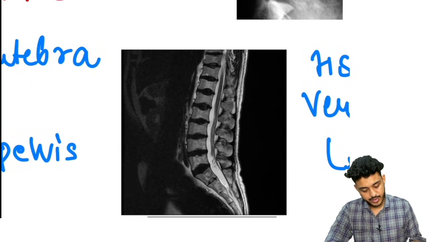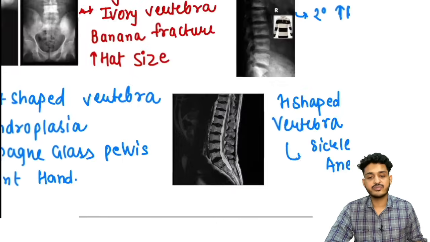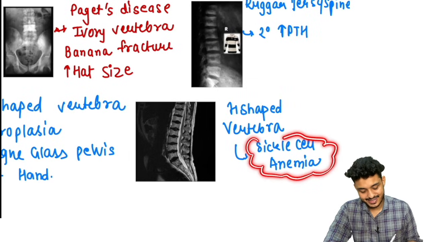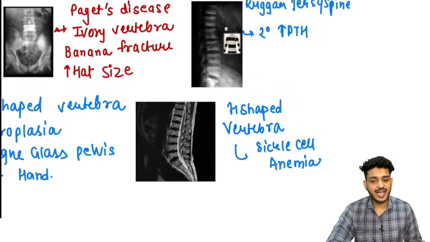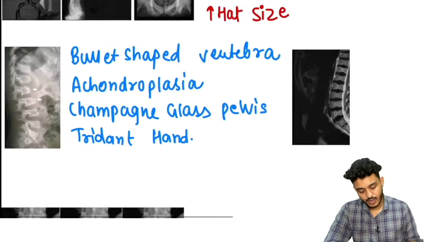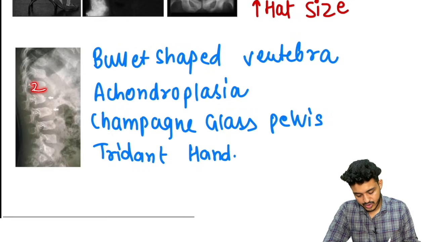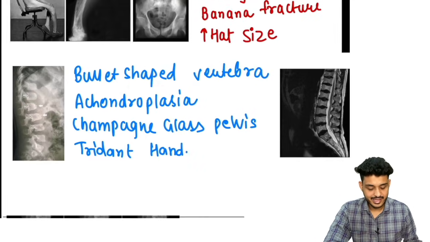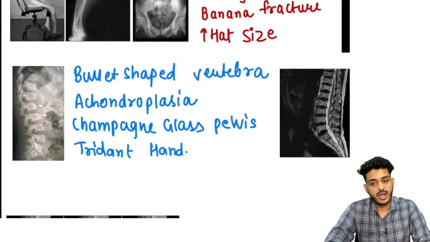Okay, what shape of vertebra can you appreciate over here? This is going to be H-shaped vertebra. H-shaped vertebra is going to be seen in the cases of sickle cell anemia, beta. Okay, and this bullet-shaped vertebra, which disease is it? Bullet-shaped vertebra you will be finding in the cases of achondroplasia.